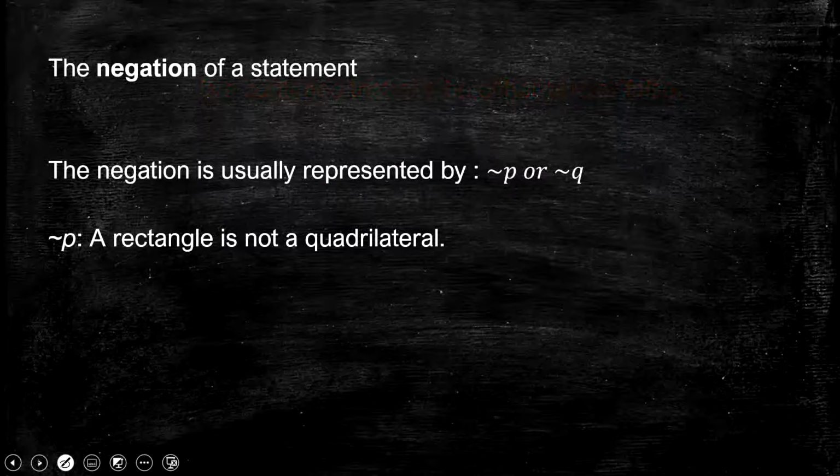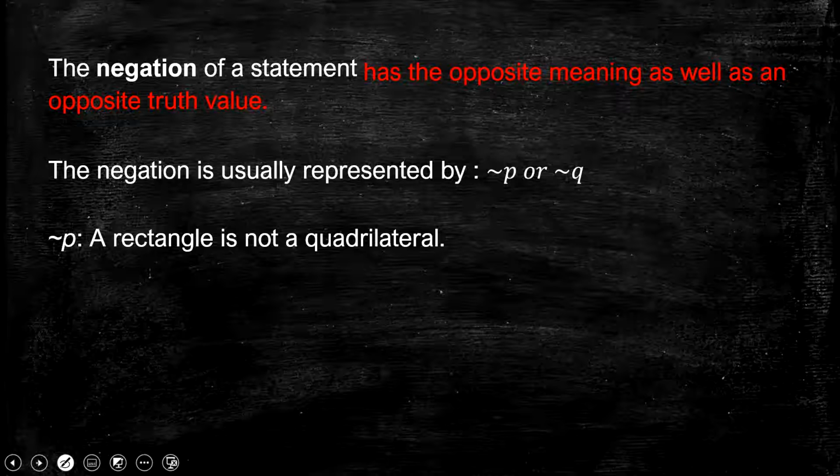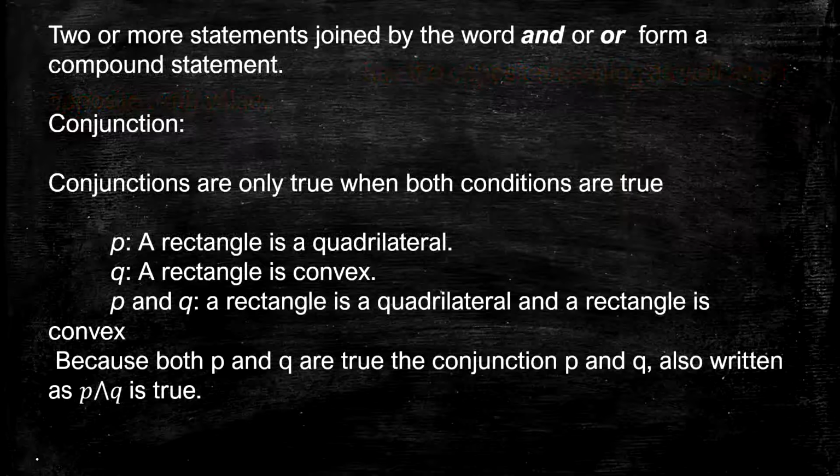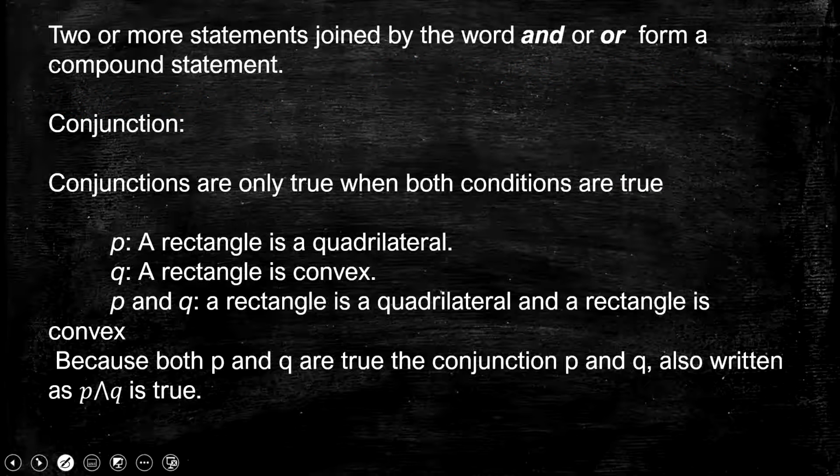The negation of a statement is just the opposite, or gives us the opposite truth value. So it has the opposite meaning as well as an opposite truth value. Again, they're represented by the squiggly line with a P or a squiggly with a Q. Again, we have not P, it's red, not P. So not P, a rectangle is not a quadrilateral. All the negations are going to have is not in them. They're always going to have not somewhere in the sentence. And again, that was a negative. It had a false statement. It was a false truth value.